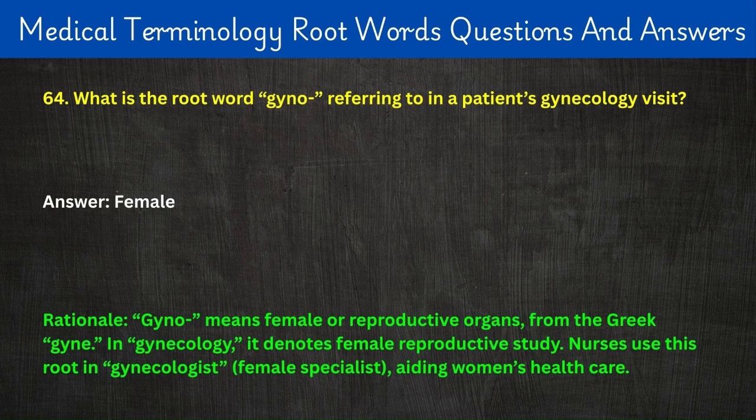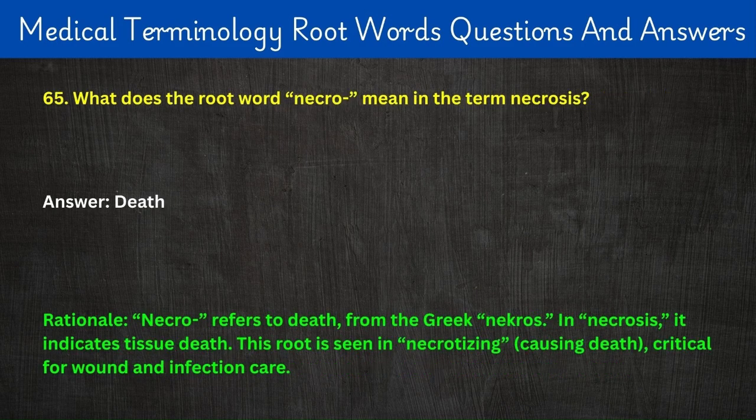Answer: female rationale. Gyno- means female or reproductive organs, from the Greek gyna. In gynecology, it denotes female reproductive study. Nurses use this root in gynecologist, female specialist, aiding women's health care. 65. What does the root word necro- mean in the term necrosis?